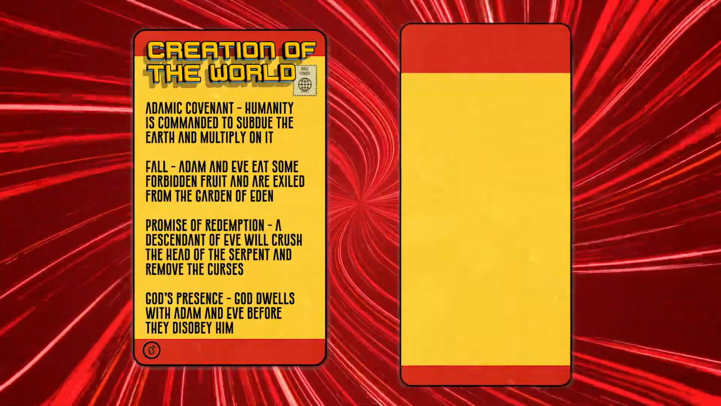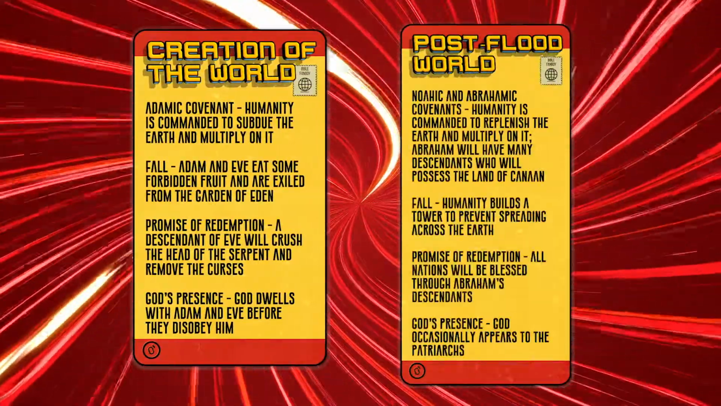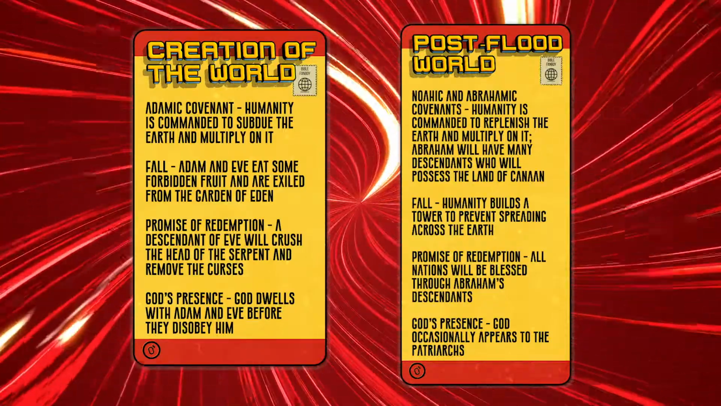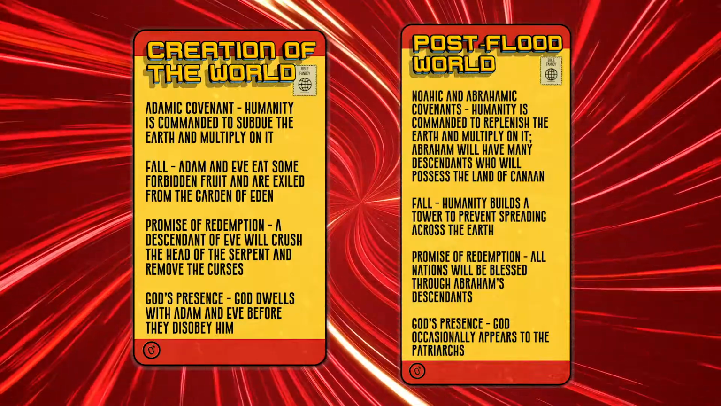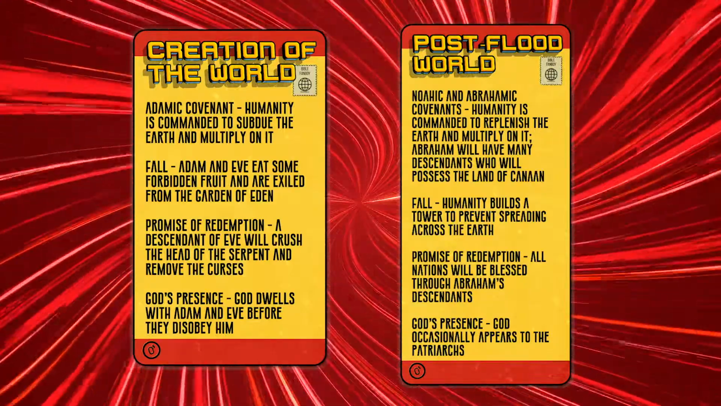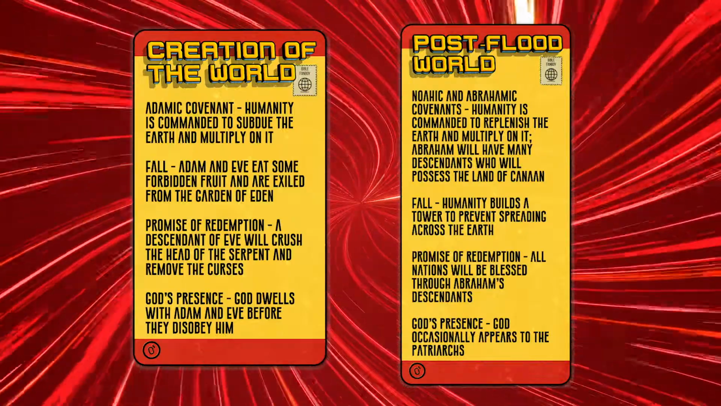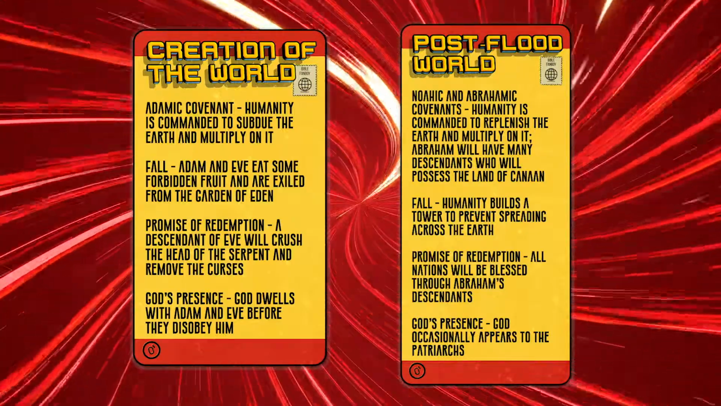The second section is the creation of the post-flood world. God makes a covenant with Noah and commands humanity to replenish the earth and to once again spread across it, but humanity falls once again and is judged at the Tower of Babel. The promise of redemption here is found when God promises Abraham that his descendants will one day bless all nations.